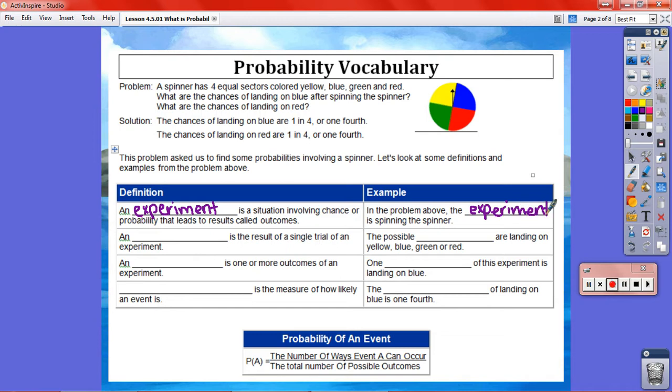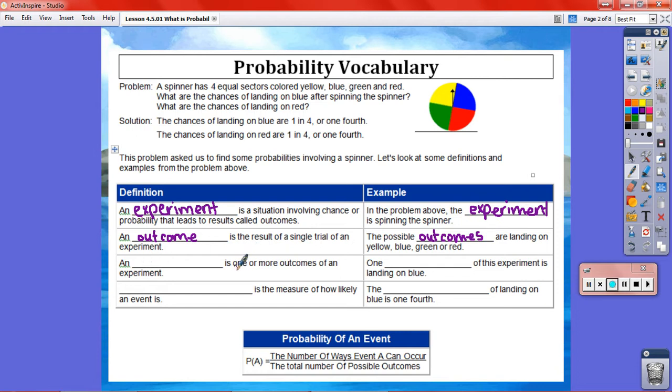Then we have a blank is a result of a single trial of an experiment. That would be an outcome. And we saw that right up here. An experiment involves results called outcomes, so an outcome is the result of a single trial of an experiment. The possible outcomes for the spinner experiment are landing on yellow, blue, green, or red.